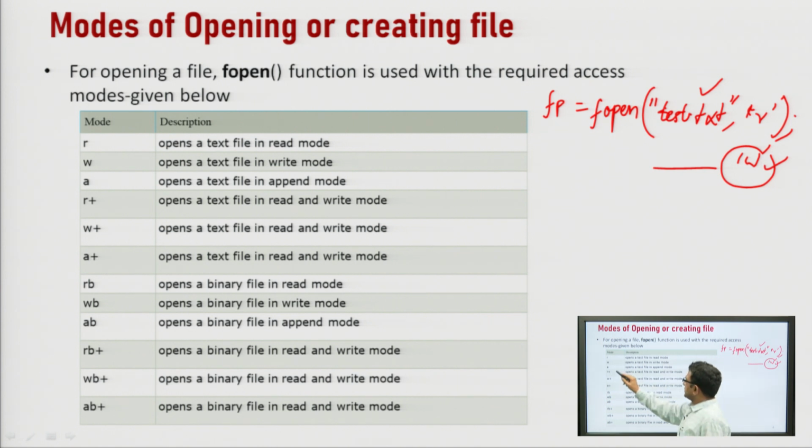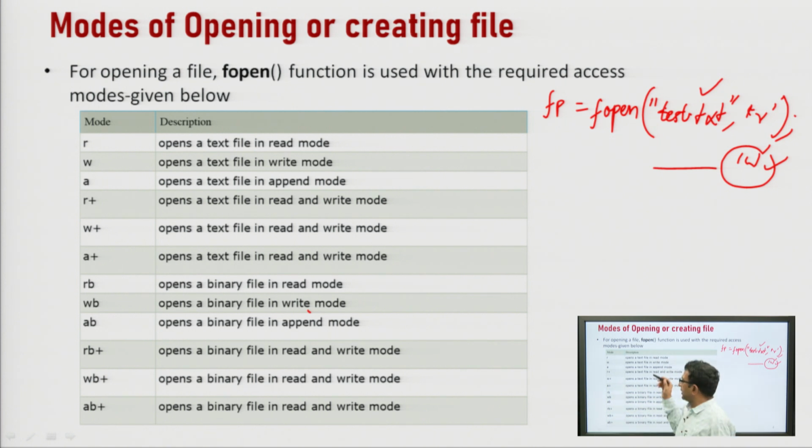Now, the third is a for append. It opens a text file in append mode. Basically it is also used to write something to the file, but the difference between w and a is this. If we open a file in w mode, write mode, what will happen? Suppose the file which you want to open in write mode already has some content. So, in write mode it will open that file and erase all the previous content of that file.